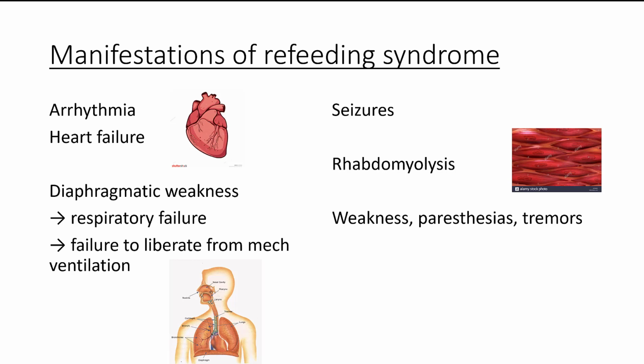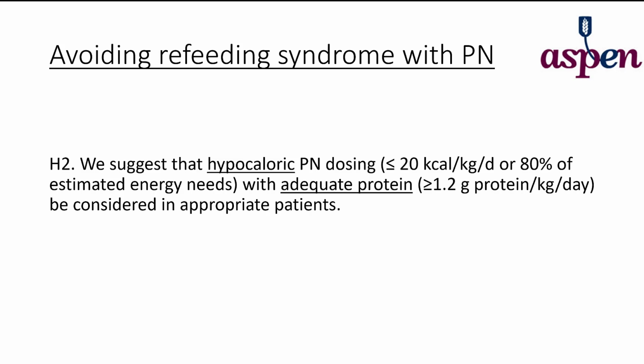The manifestations of refeeding syndrome include arrhythmia, heart failure, diaphragmatic weakness with respiratory failure or failure to liberate from mechanical ventilation, seizures, rhabdomyolysis, and generalized weakness. To avoid refeeding syndrome with parenteral nutrition, ASPEN suggests administering hypocaloric dosing with adequate protein.